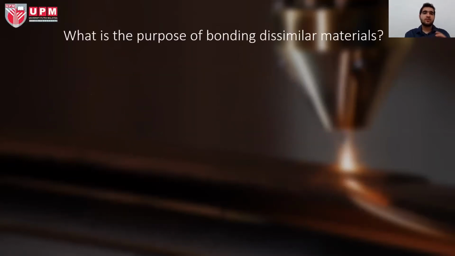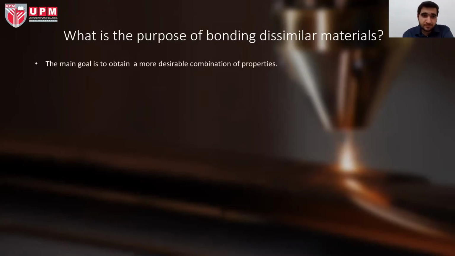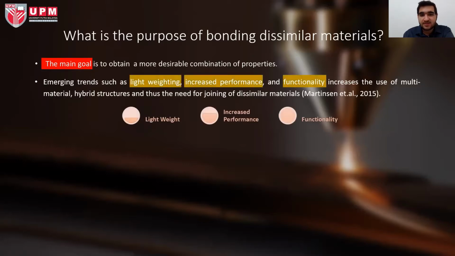So now we're going to talk about what is the purpose of bonding dissimilar materials overall. Because of their different characteristics, since these are different materials from a core perspective, it's very difficult to join them. So why should we go through this very tedious process in order to join them? The main goal here is to obtain a more desirable combination of properties. Basically, trends such as lightweighting, increased performance, and functionality have definitely increased the use of multi-material hybrid structures nowadays.